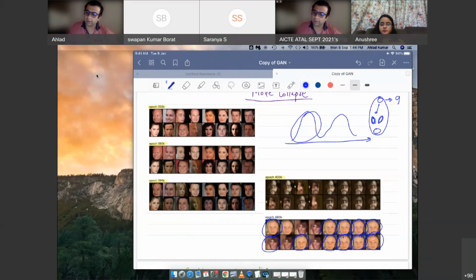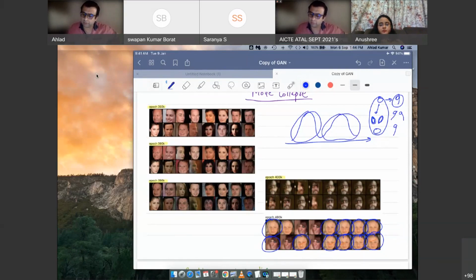Then you have a distribution of nines also, which is like this or this or this. So it can form another distribution like this. So we have a multimodal distribution or a complex distribution, which has multiple valleys for any real data set. So what happens is this particular GAN gets stuck in some valley like this. So it gets stuck in this valley.